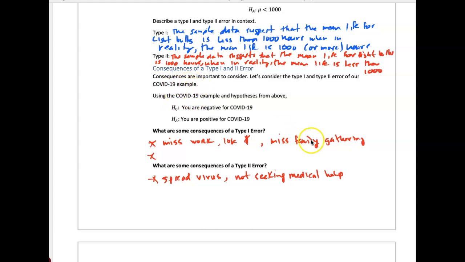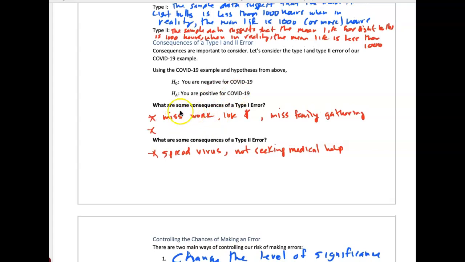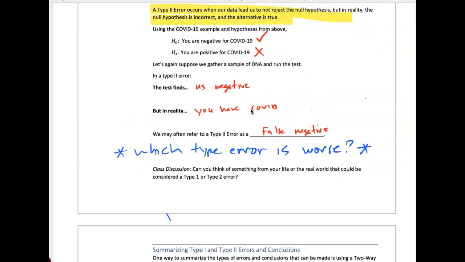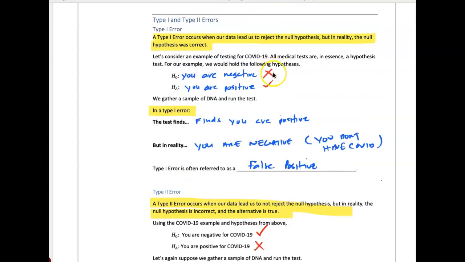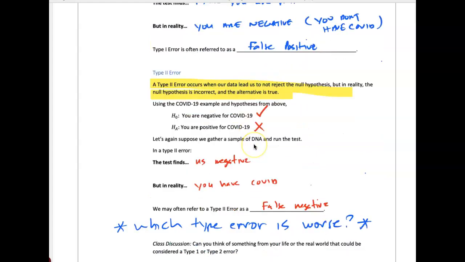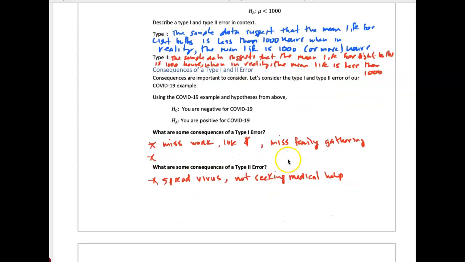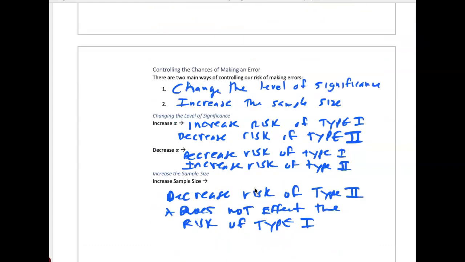We talked about consequences. I said that was that question, what's worse, right? These are the different things for that COVID example. A type 1 error in that COVID example is saying the test says you're positive, but you're really negative. So what happens is that you miss work, you lose money, miss a family gathering. Or a type 2 error, if you make that, then what could happen is people think they don't have it, so they spread the virus, don't get medical help. So it's important to keep that in mind.